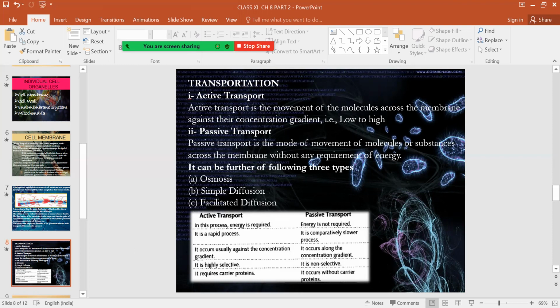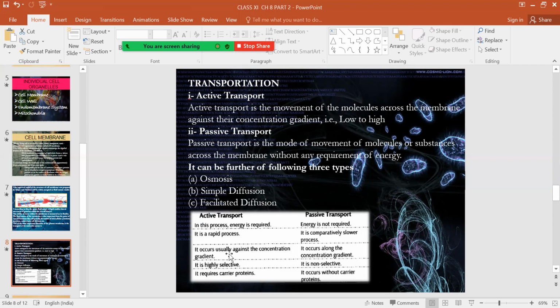What is a passive transport? In passive transport, the molecules move from higher concentration to lower concentration. This passive transport does not require any energy. It's comparatively slow and it's non-selective.